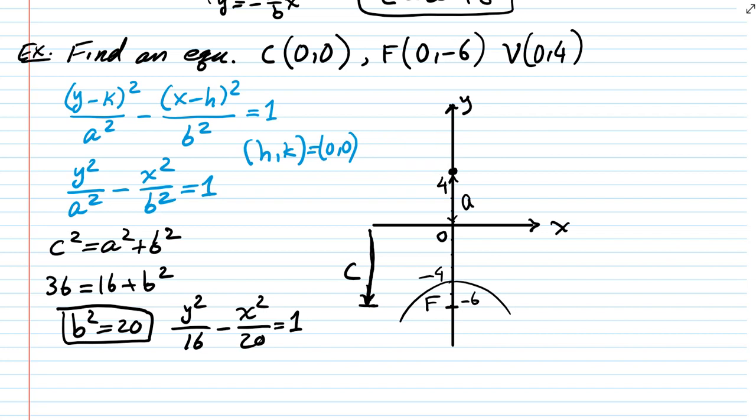All right, now to graph these more accurately, here's how we're going to graph them. Once we have b squared, we can find b, right? b is plus minus square root of 20, which is plus minus root 4 times 5, and that is plus minus 2 radical 5.